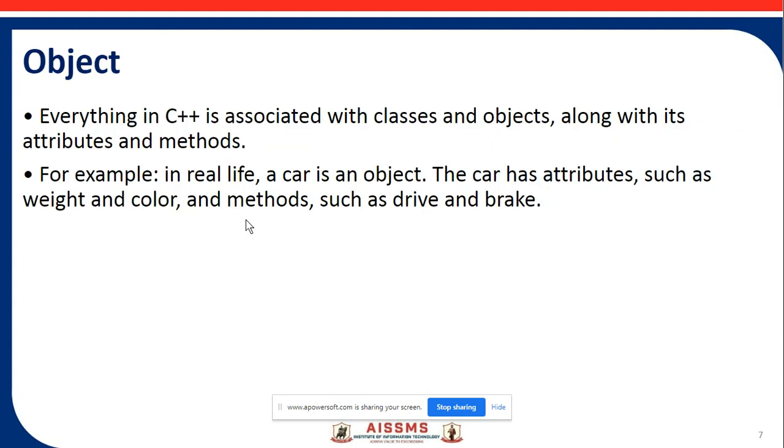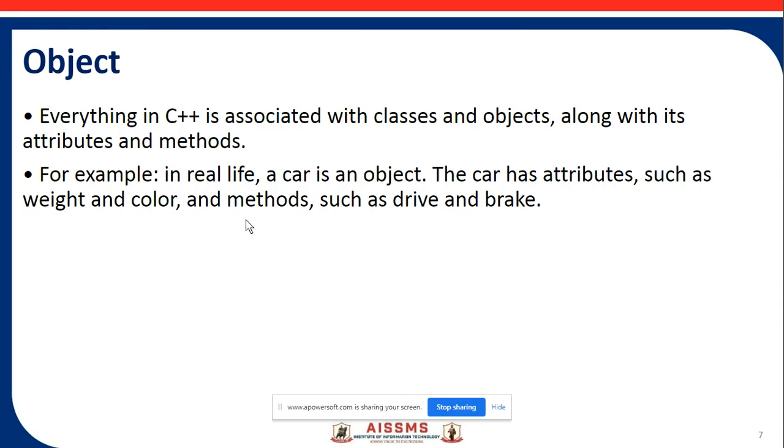Next, we will discuss the object. So what is an object? Everything in C++ is associated with classes and objects, along with their attributes and methods. For example, in real life, a car is an object. The car has attributes such as weight and color, and methods such as drive and brake.